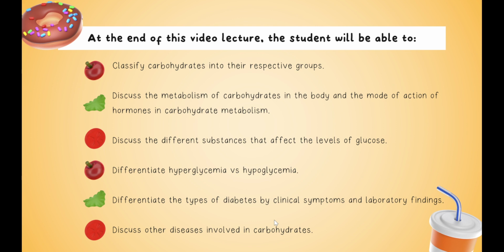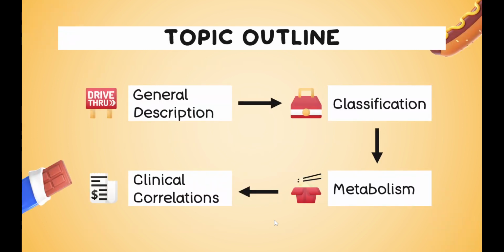I do hope that your handouts are ready because as we go along our lecture, you will be able to find that in the handout and follow our discussion. For the topic outline, we will be discussing the general description of carbohydrates, their classification, metabolism, and lastly, the clinical correlations. Of course, the laboratory methods of carbohydrates will be discussed in your laboratory subject.